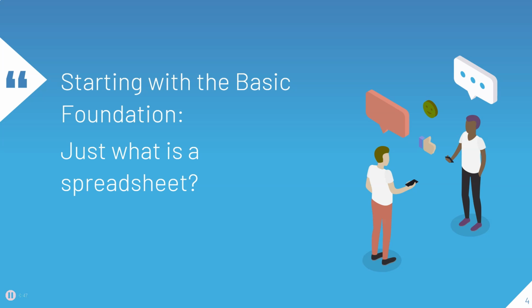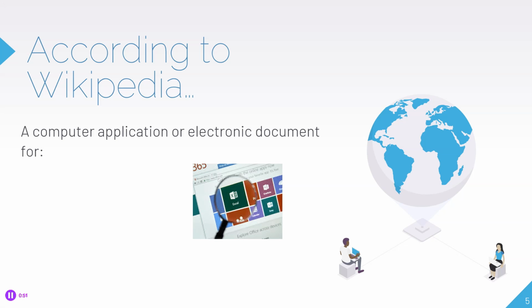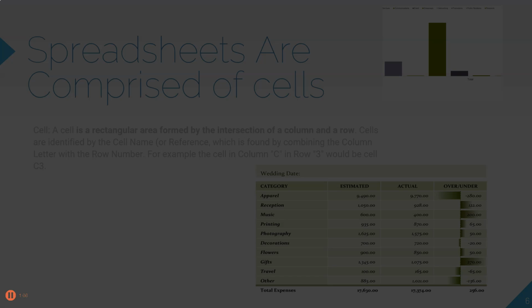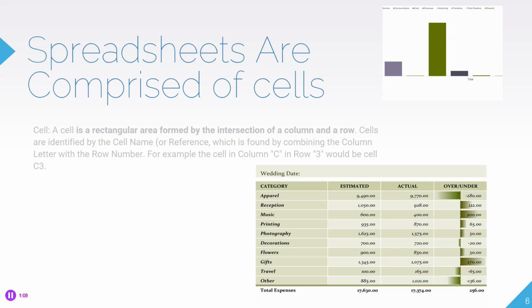Just what is a spreadsheet? According to Wikipedia, it is a computer application or electronic document for organization, analysis, and storage of data. These sheets are comprised of cells. They're either numeric or text.